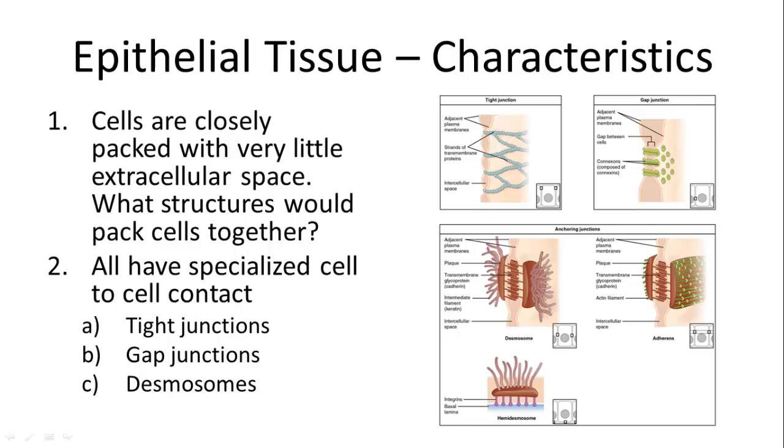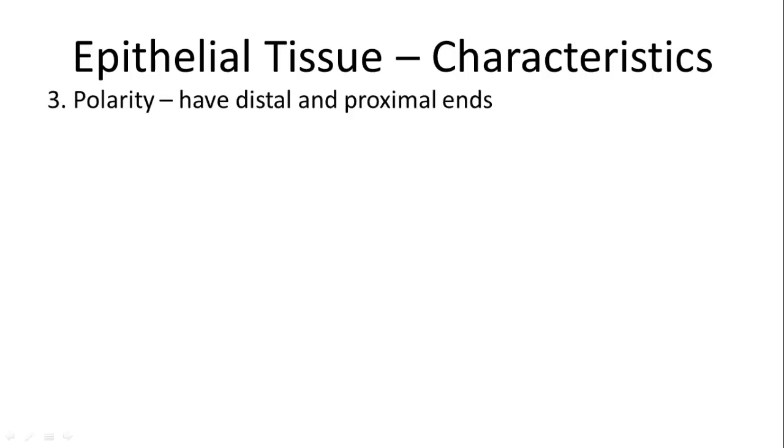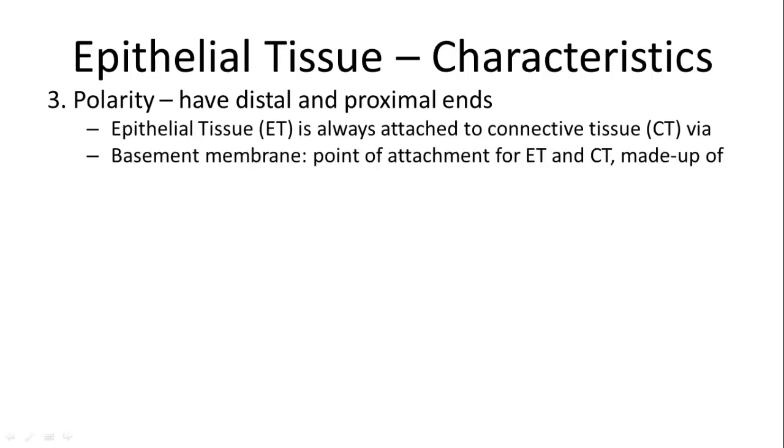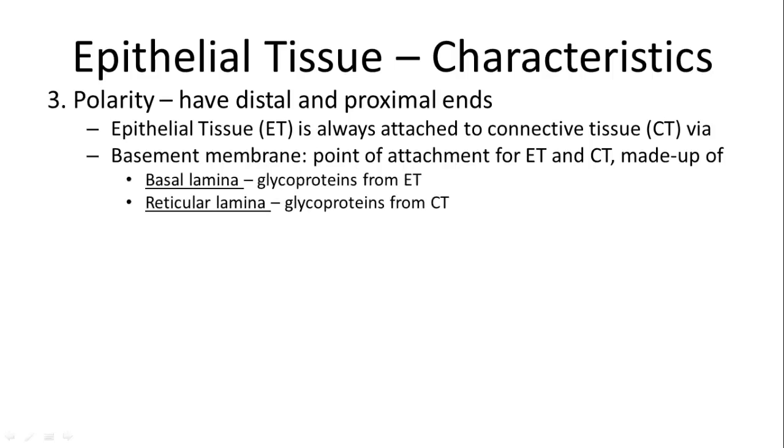But oftentimes they aren't the only tissue, or the only cell type within a tissue. So they're often connected to other types of tissue, specifically connective tissue. And in that connection, they have polarity, meaning they have a top or a bottom. Okay, they have one end that is different than the other. They have distal and proximal ends. So the epithelial tissue is always connected to connective tissue at some point, and the point at which it connects is called the basement membrane. Okay, and you can see that in this little figure down here.